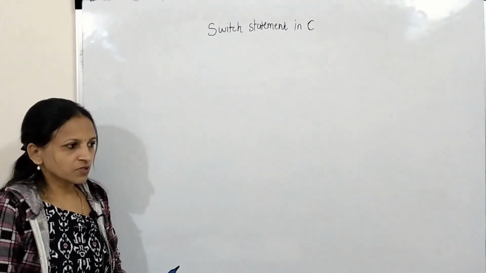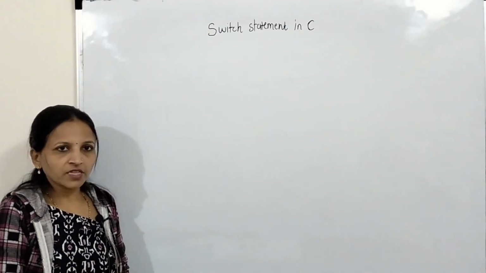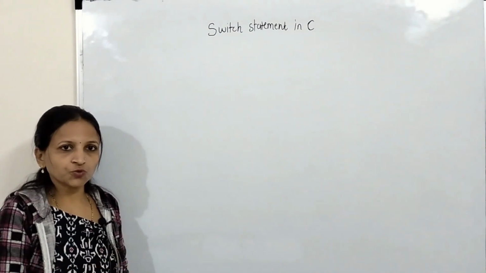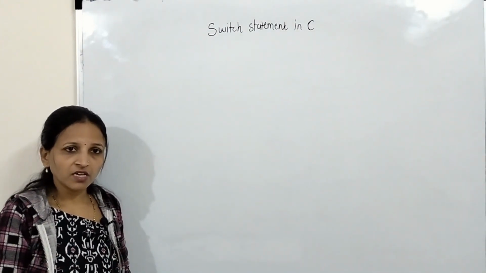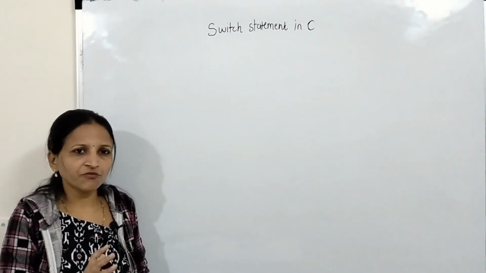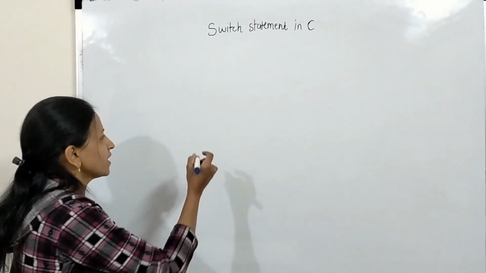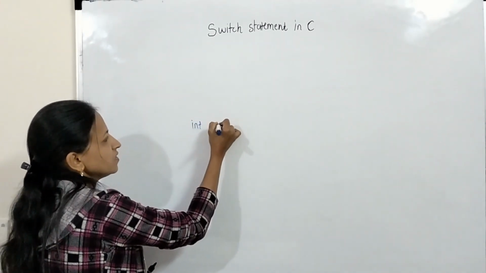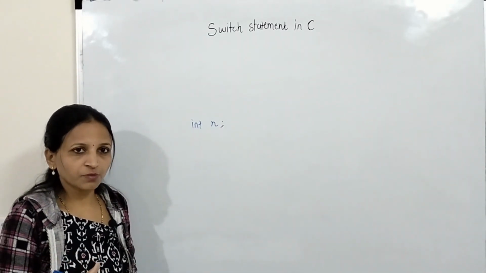Suppose you want to accept a day number from the user. If the day number is 1, then display Sunday; if the day number is 2, then display Monday; if the day number is 3, then display Tuesday. If you want to write a program like this, we can do it easily with an if else if ladder. Just accept a number from the user, where n is a variable that will store the day number accepted from the user.